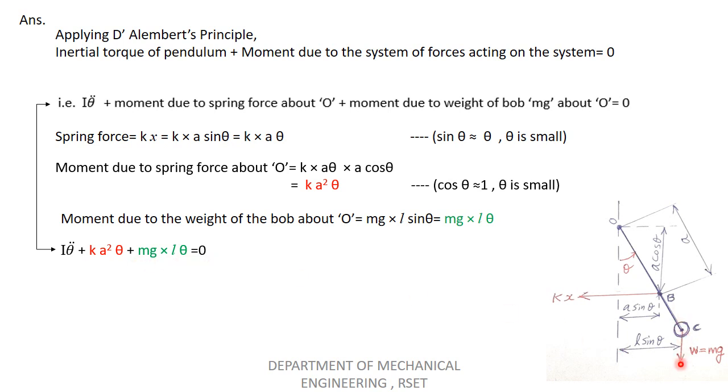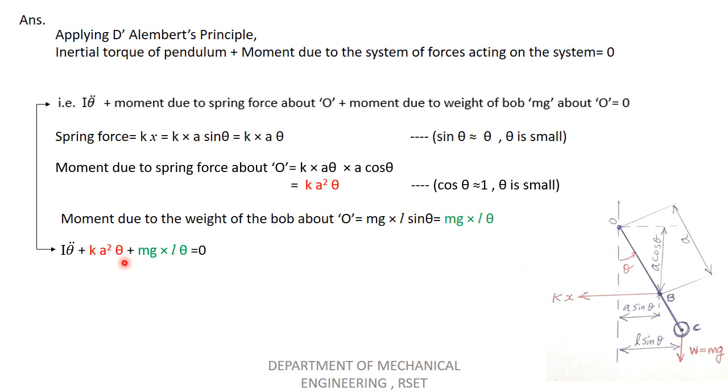You can see W like this, it is acting vertically downwards. L sin theta is the perpendicular distance of the weight with respect to the point of oscillation. So with respect to the point of oscillation, this W is creating a clockwise moment. You can see here I am rotating the pointer. So W is creating a clockwise moment with respect to point O, because W is acting downwards.